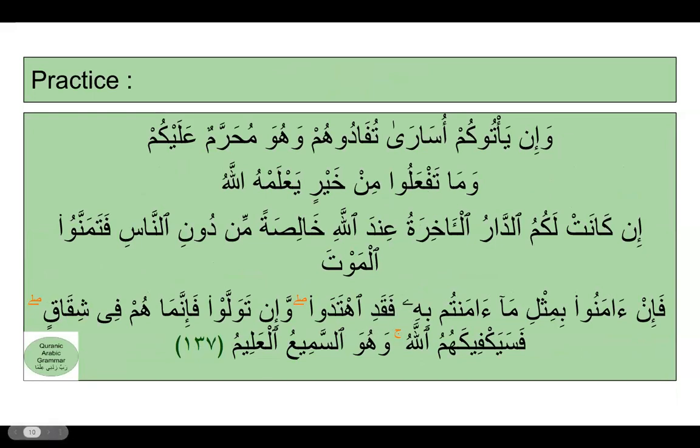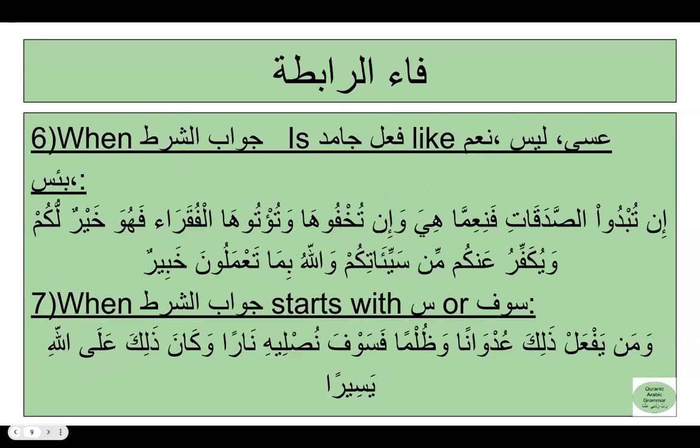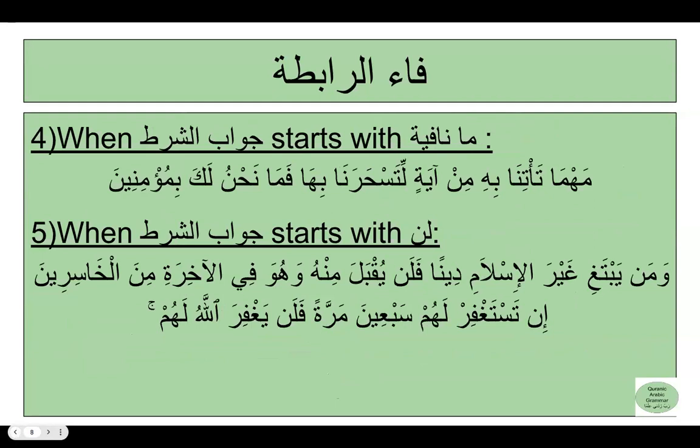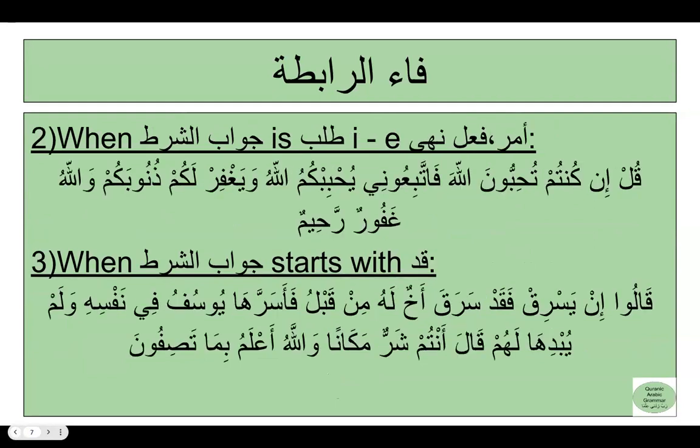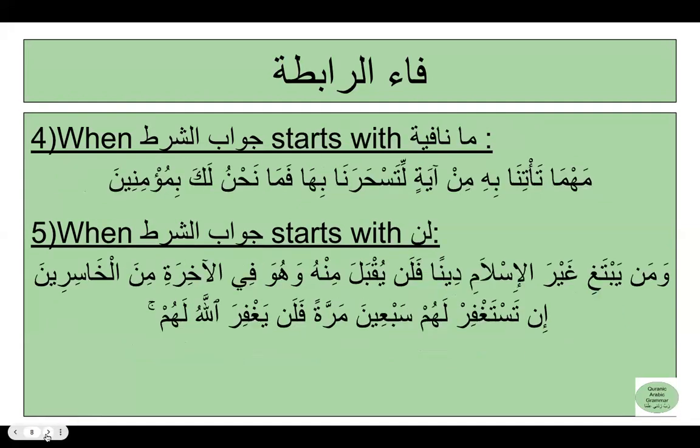And this is too much, but this is just so that you know where you can expect Fa to be there. Sometimes you may have a question: why does this sentence have a Fa connecting the two together, and why does this sentence lack Fa? This document is going to answer that for you. Okay, so when your Jawabu Shart begins with Ma Nafiya, you will see Fa ul Rabita. So here, Mahma ta'tina bihi min ayatin latasharana biha fama nahnu laka bimu'minin. Whenever you bring a sign to us so that you bewitch us with it, then we are not at all going to believe in you.